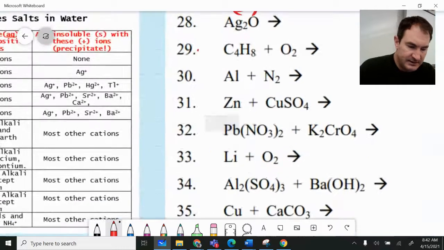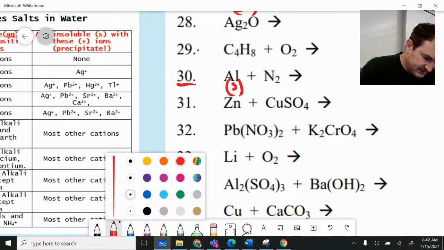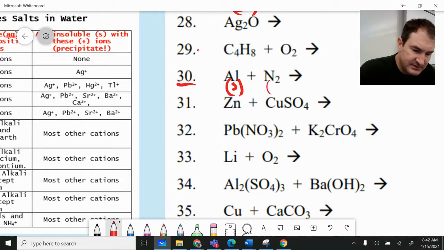On number 30 here, aluminum, okay, metal. This is a metal, and so if we ever have just a metal by itself, it's going to be a solid. That's an S, sorry. Make this a little smaller. All right, and then nitrogen, N2, is one of our diatomics, right? And so it's one of the 5 lightest diatomics. It's going to be a gas. Okay.